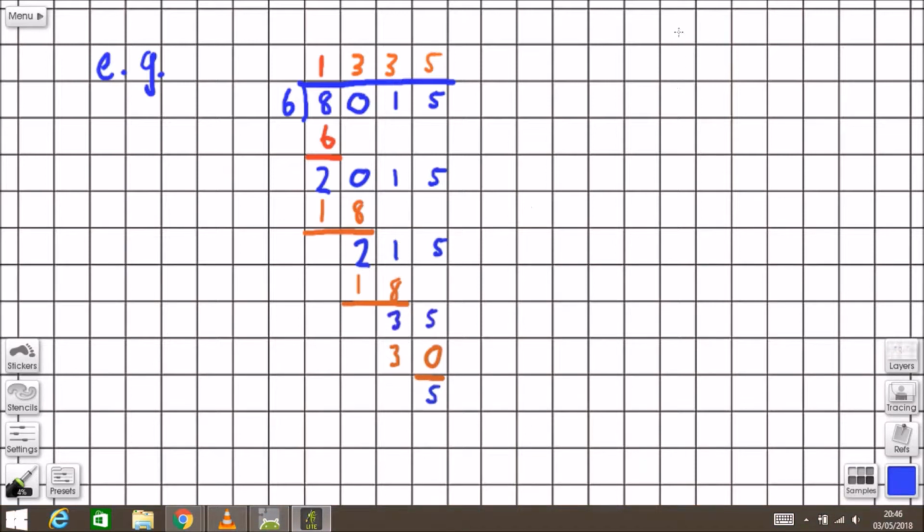We could write the answer as just 1335 with a remainder of 5, but that's not particularly satisfying. We haven't finished, we haven't gone as far as we could. So we're not going to finish just yet. We're going to put a decimal place in here, in every part of the question, and we're just going to extend the number out with a placeholding 0.